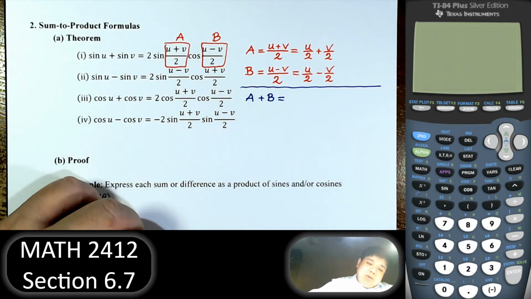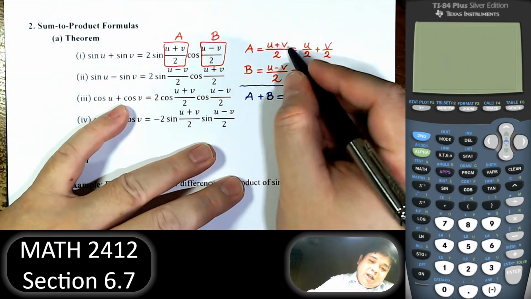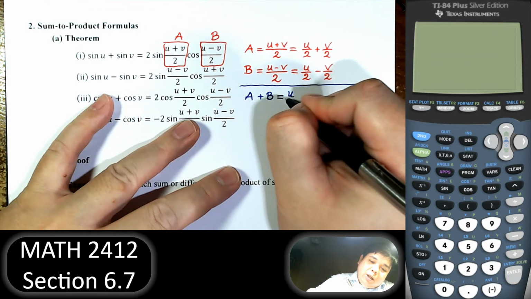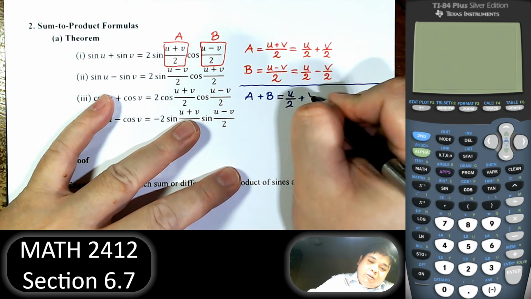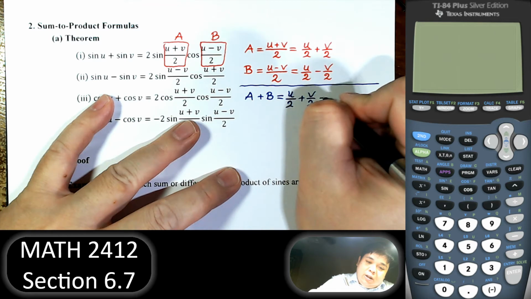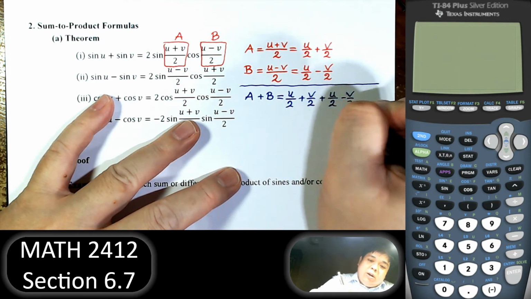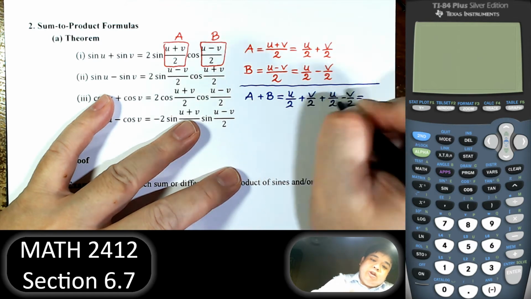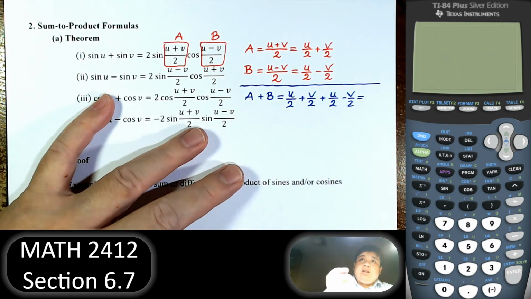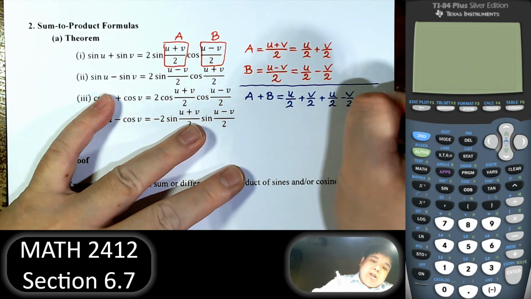Now, if we add A plus B, we will have U over 2 plus V over 2 plus U over 2 minus V over 2. Of course, the V over 2 cancel out. U over 2 and U over 2, half a U plus half a U gives us U.